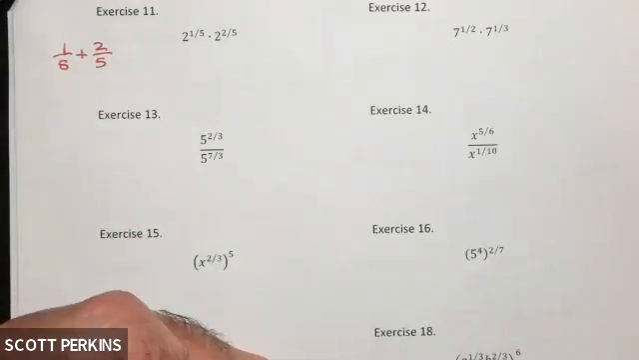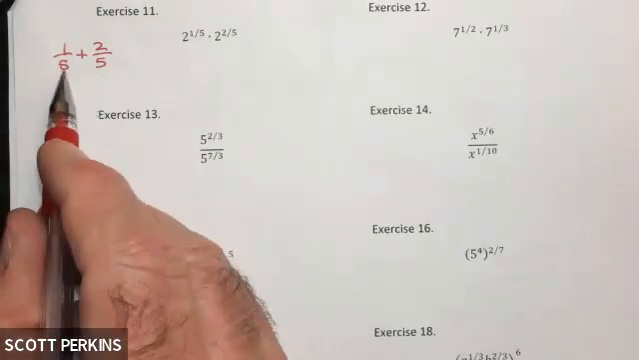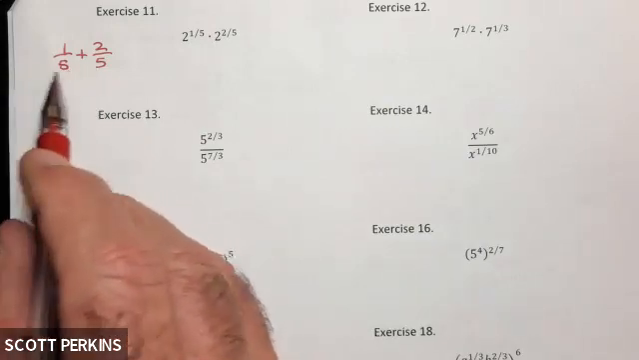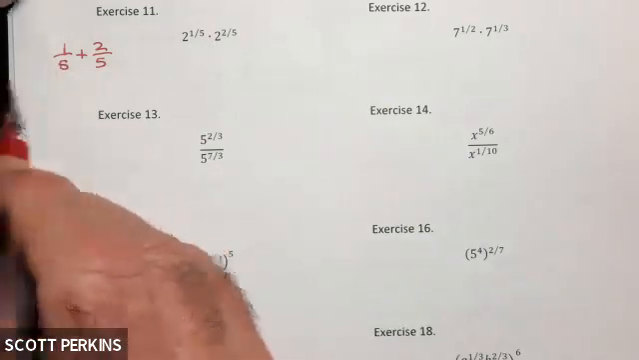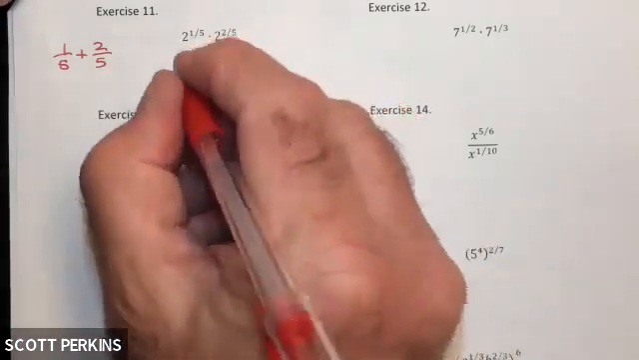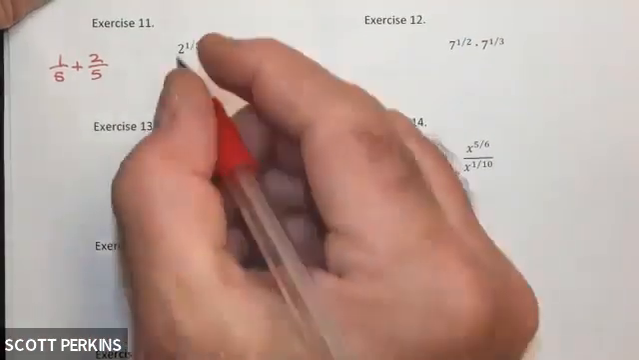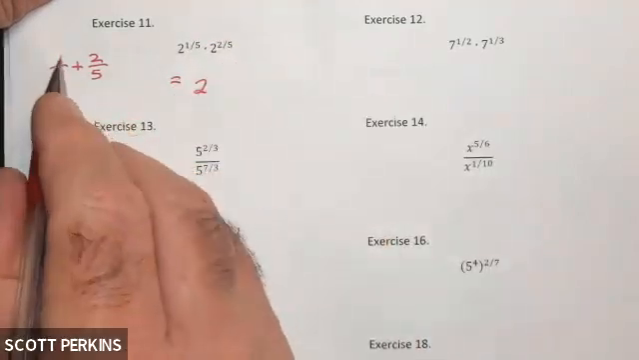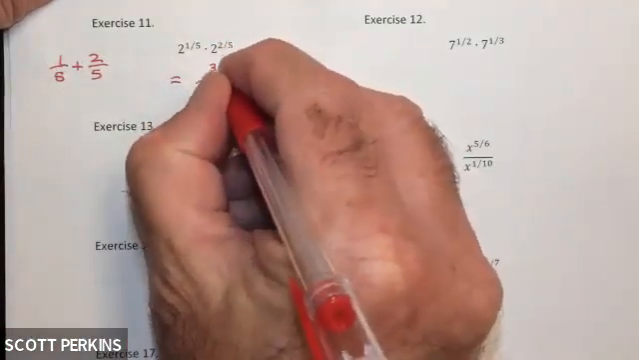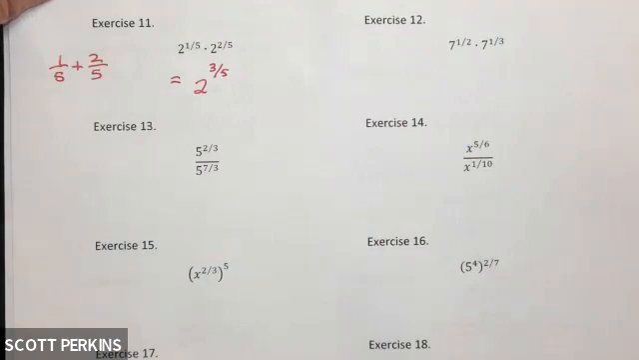What do I have to have? Same denominator, which I do here. And when I have the same denominator, what do I do with the numerators? Just add them. So this one's nice and easy. I gave you the common denominator just to warm us up. So I've got 2 to the 3/5 power. So far, so good.